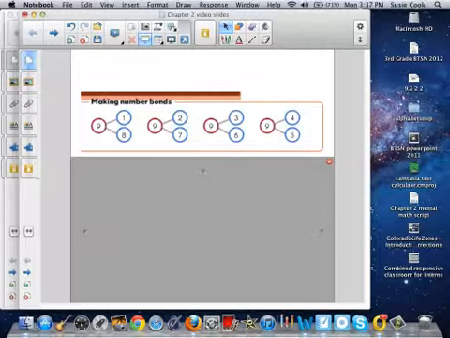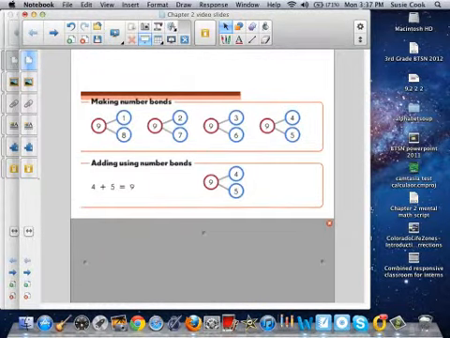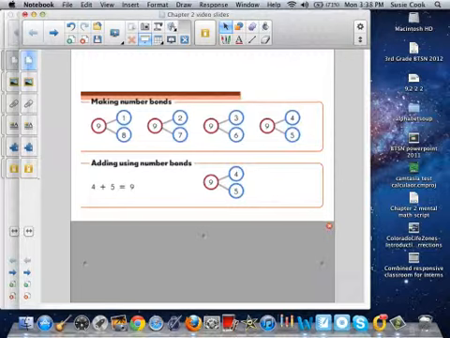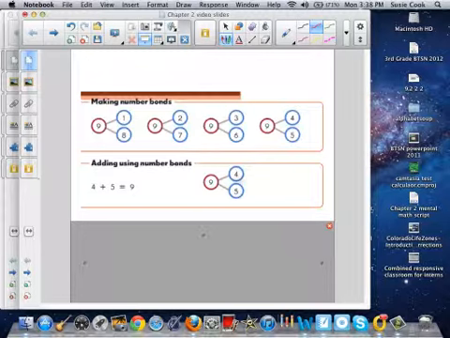Last year you practiced 6 strategies for mental math using number bonds. Let's look at examples of what you did. Study each slide as I come to it. First, you learned to make number bonds. 8 and 1 is 9. Then you learned to add using number bonds. 5 plus 4 is 9.